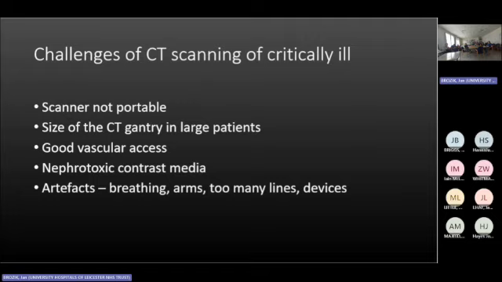The simple thing is to take a cardboard and measure the gantry and have a look at your patient. Can you fit them in before you start transporting them? So that's just a little bit.